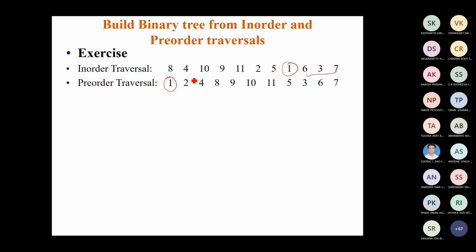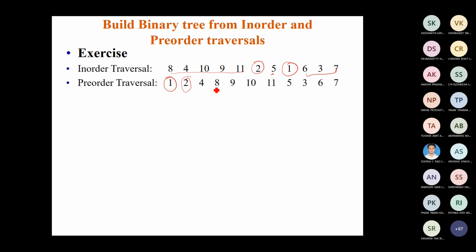Then identify the next node in the pre-order traversal. That is 2. The 2 is located somewhere here. There is only one node to the right of 2, so this becomes the right child of 2. But we have the node 5 which belongs to the left of this 2. 8, 4, 10, 9 and 11 are going to create a left subtree for 2.